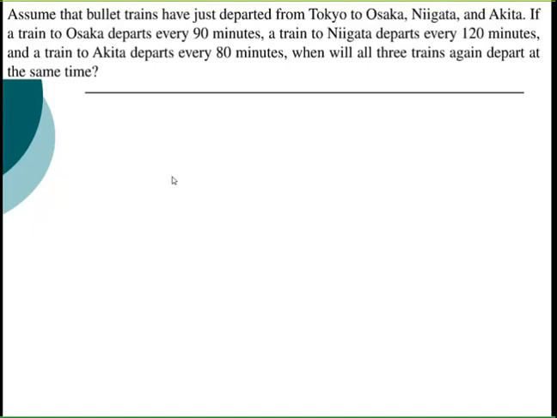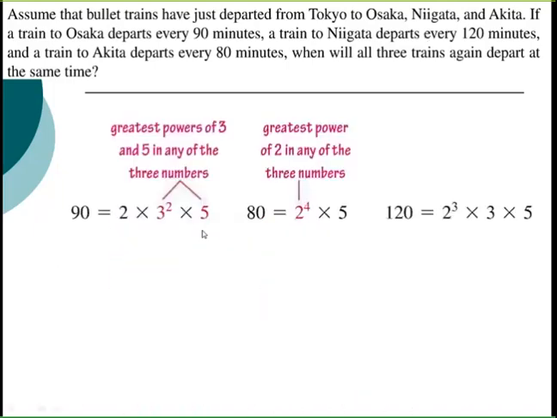So the real question here is trying to find the least common multiple of these three times, 90, 80, and 120. And so if I break these down into their prime factors, we would get 90 is 2 times 3 squared, in other words, there's two 3s, times 5. 80 is 2 to the 4th. There's really four 2s right here. And then here, 120 is 2 to the 3rd times 3 times 5.